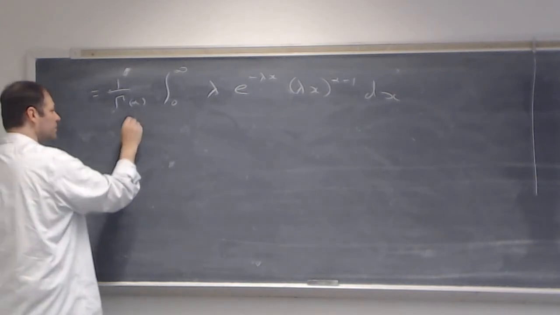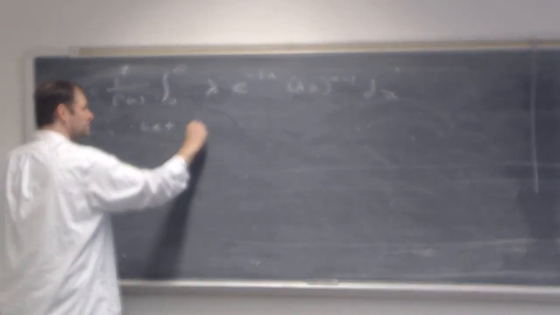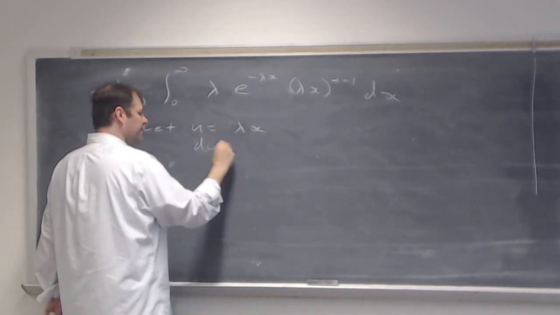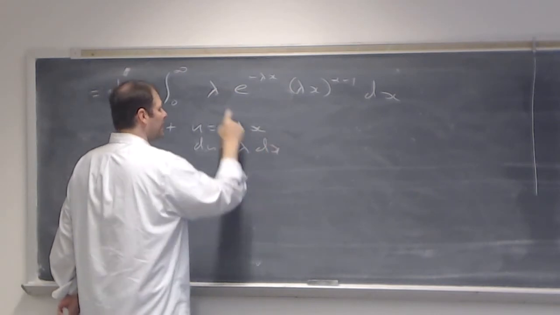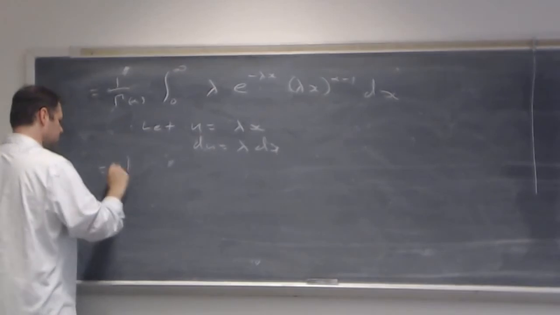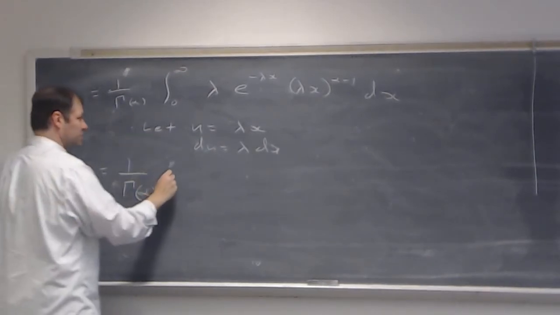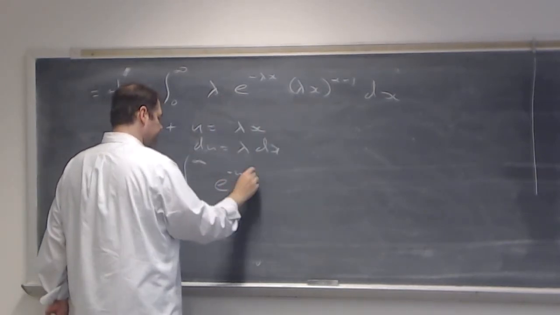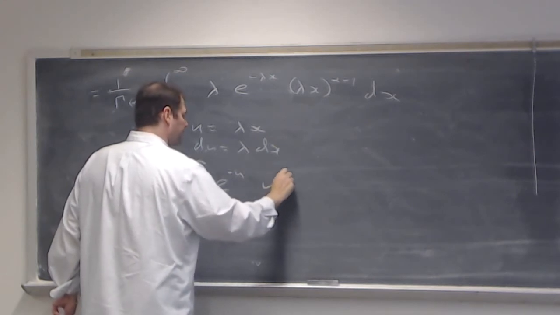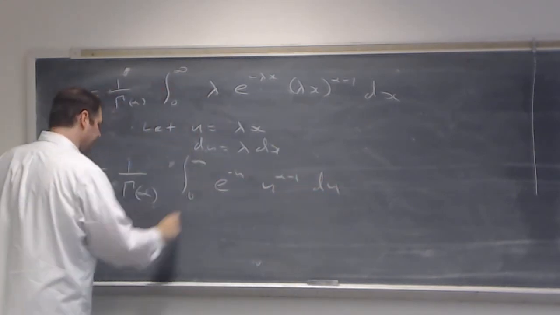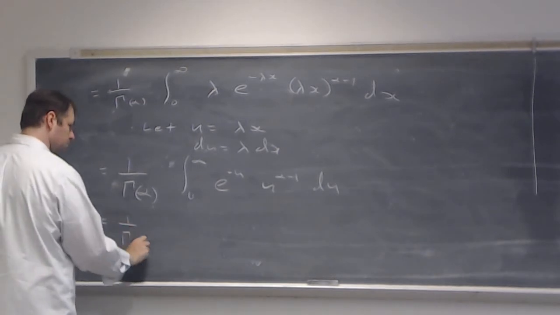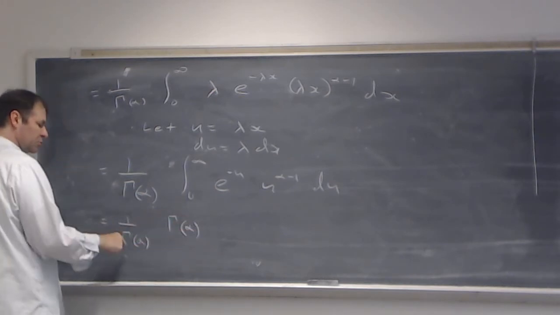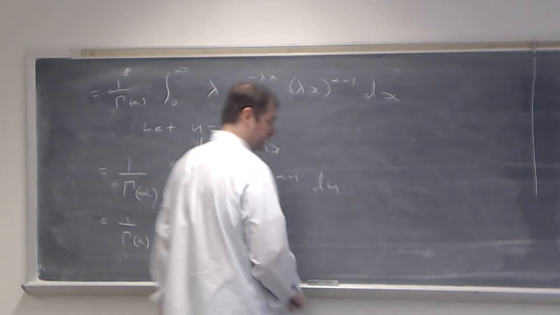It's not perfect. So what we're going to do to make it work is a u substitution. Let u be equal to lambda times x. And the derivative of u will be just lambda dx. So 1 over gamma alpha is what we have, integral from 0 to infinity. This lambda dx is du. This is e to the minus u. That lambda x is u, so it's u to the alpha minus 1. Here's the du. Now that is nothing more than gamma of alpha. And so these two quantities cancel each other to leave a 1, and that's what we expect.